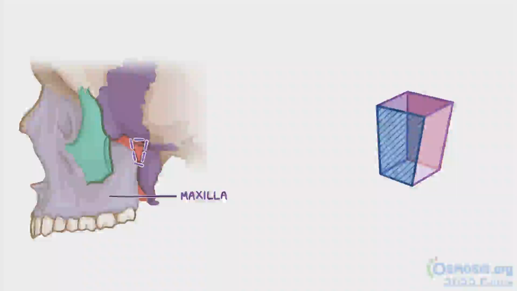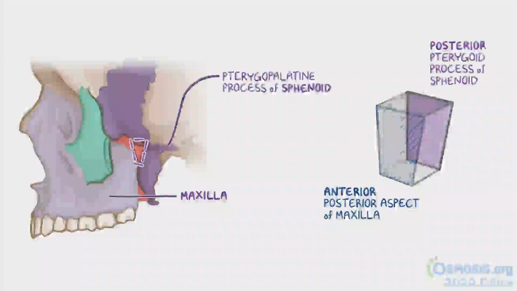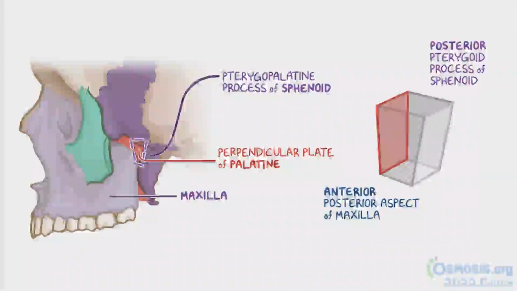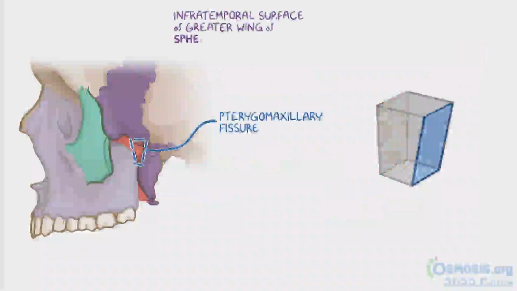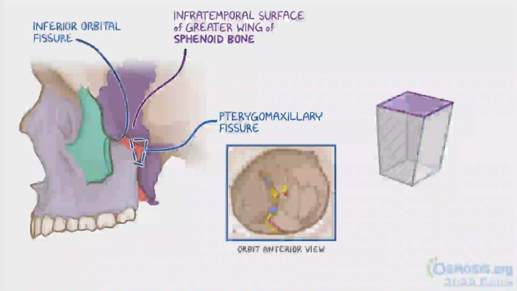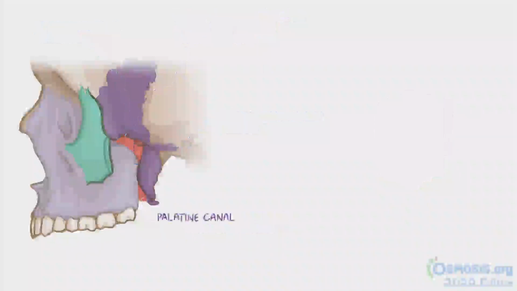to the maxilla. So right off the bat, it makes sense that it's bounded anteriorly by the posterior aspect of the maxilla. Posteriorly, it's bounded by the pterygoid process of the sphenoid. Medially, the fossa is bounded by the perpendicular plate of the palatine bone, whereas laterally it opens into the pterygomaxillary fissure. Its roof is formed by the infratemporal surface of the greater wing of the sphenoid bone, and it is incomplete as there is an opening into the inferior orbital fissure. Finally, the floor is formed by the pyramidal process of the palatine bone with an opening into the palatine canal.